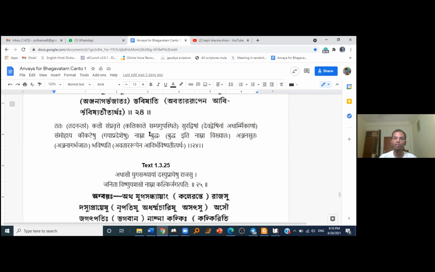So by the name Buddha, Anjana Sutta, the son of Anjana, Garbhajatah. So the Lord will appear as Buddha from the womb of Anjana, and Bhavishyati, will be born. Avatar Rupena Avir Bhavishyati iti artha. So again, future tense. So he will take avatar, incarnate himself.